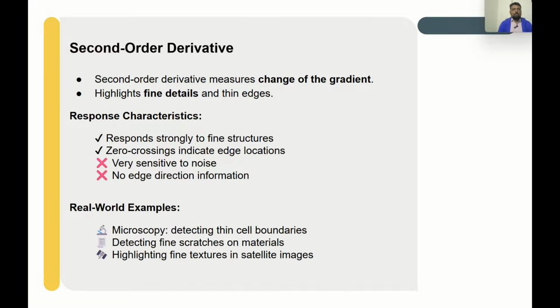So real-time examples are microscopy, detecting fine scratches on materials, and highlighting fine texture in satellite images. With satellite images, you need to do multiple amplification, multiple resolution enhancement. In that case, these are actually useful. So you can see here, the output will be very clear.